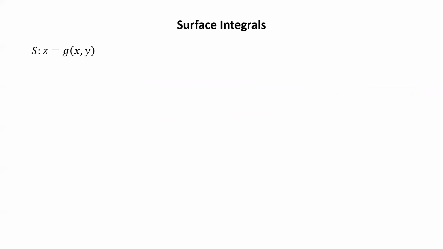Now, in the special case where our surface has the property that one of the variables is a function of the other two, we have another method that we could use for computing the surface integral, which I'm going to go over now.